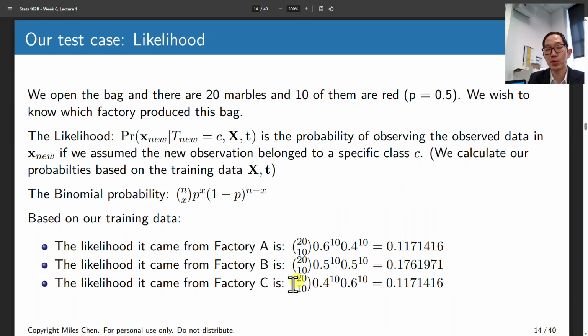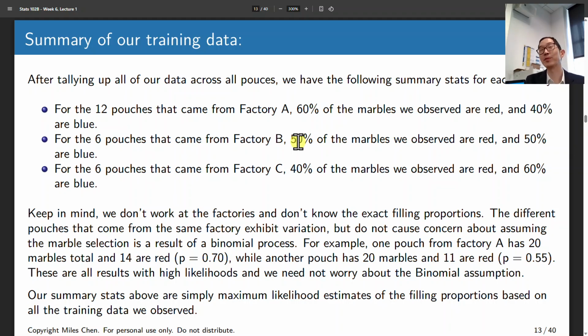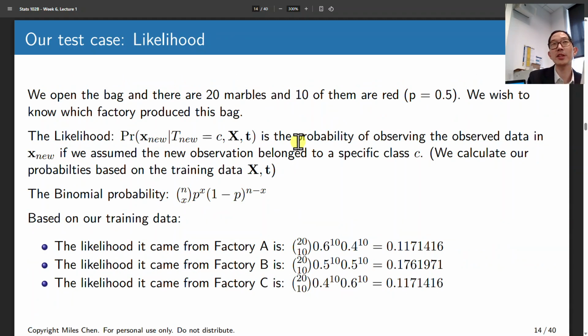And factory C is going to be 20 choose 10, 0.4 to the 10, so factory C is 40% red. So what's the probability? 0.4 to the 10 times 0.6 to the 10, and we get 0.117, okay? So based on the likelihoods only, the factory with the highest likelihood is factory B, which makes sense, right? Because factory B in our training data produced bags that were 50% red. And so when our test case is 50% red, it looks most similar to factory B, okay?